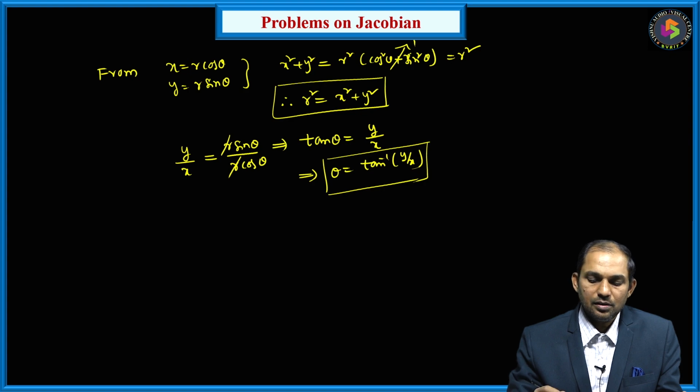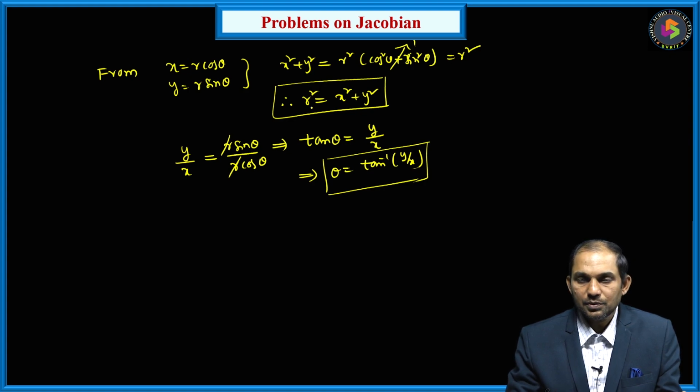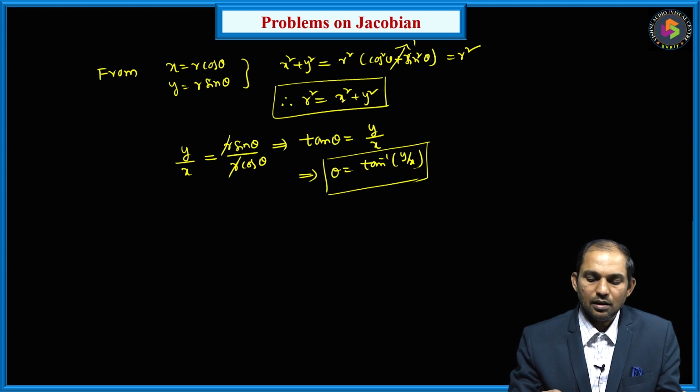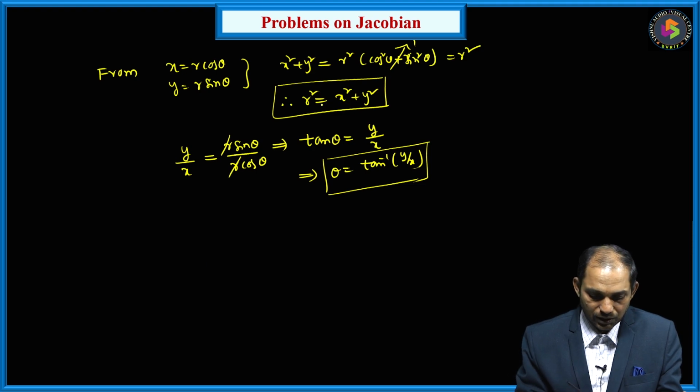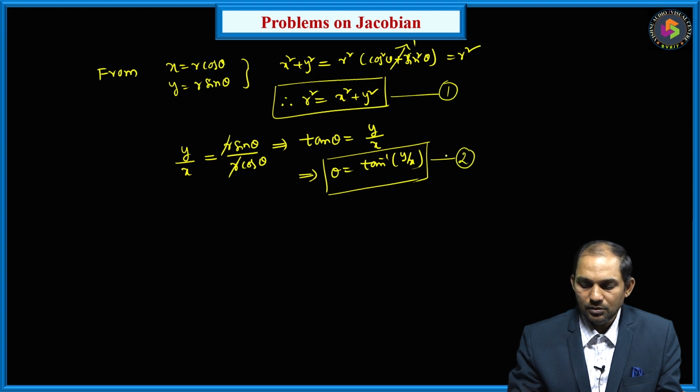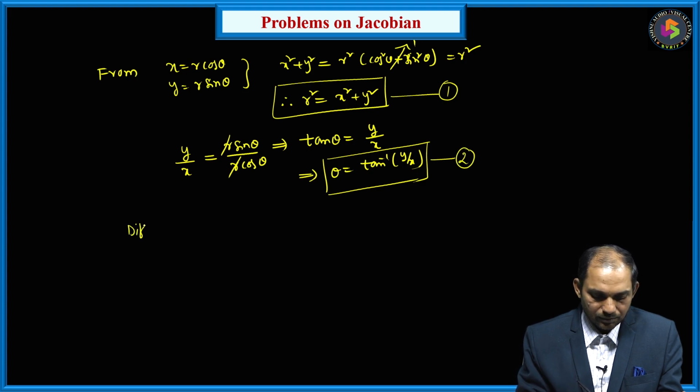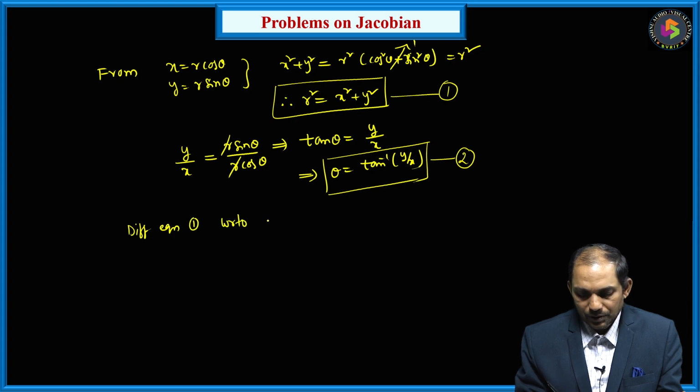In order to get the partial derivatives of r with respect to x and y, take this r square definition and differentiate on both sides. So you label this as equation 1, this as equation 2. So differentiate equation 1 with respect to x and y.